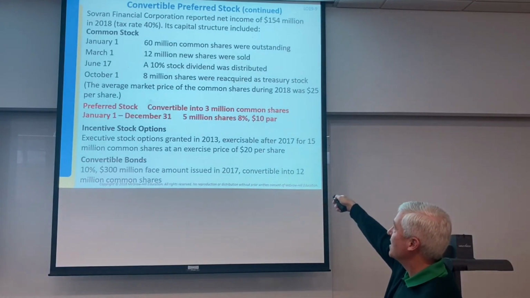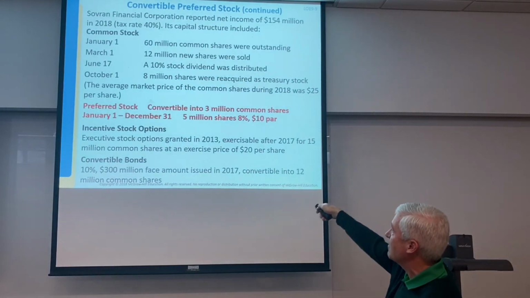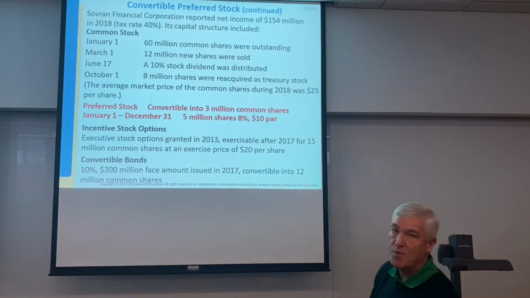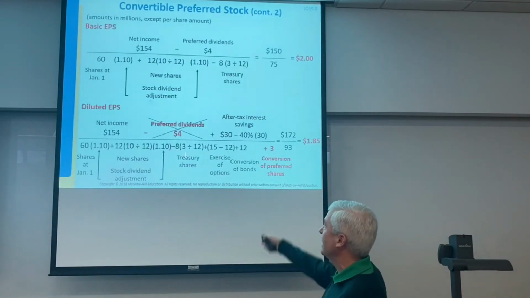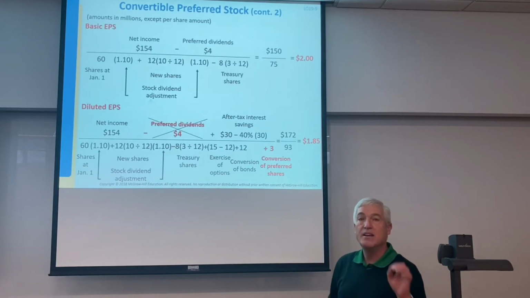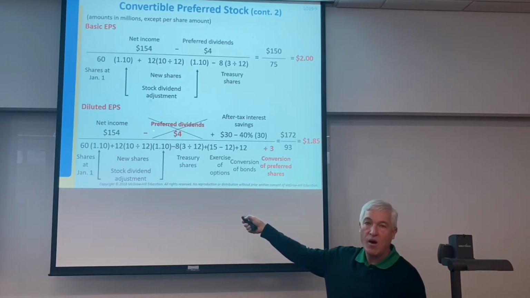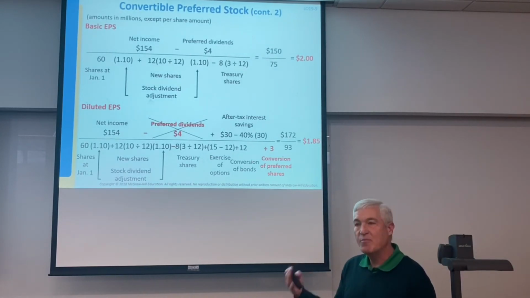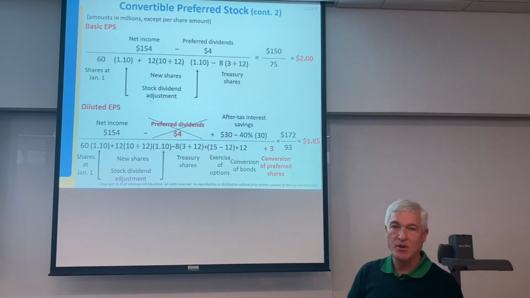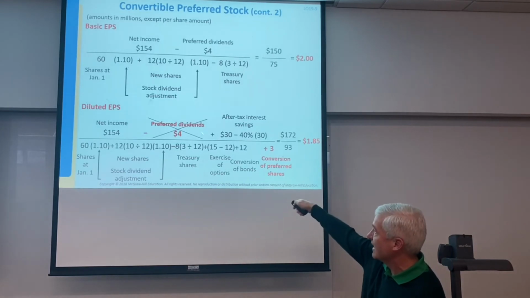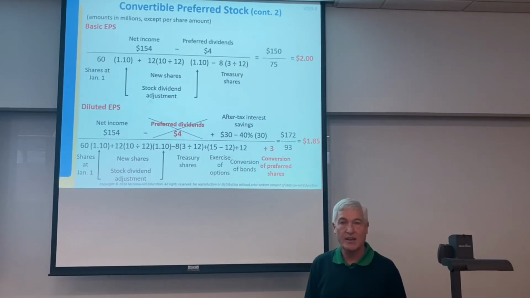Let's look at it here. Preferred stock convertible into 3 million shares of common stock. Remember, 5 million shares at 8% preferred stock at $10. That was the $4 million of dividends that we had subtracted. Now we no longer subtract it. It was subtracted in basic, but in diluted, we're not going to subtract it anymore. Why? Convert it into 3 million common stock. So that preferred stock got converted into 3 million shares of common stock. Add it to the denominator and shares outstanding. There were no preferred dividends, hypothetically, in this diluted EPS calculation.